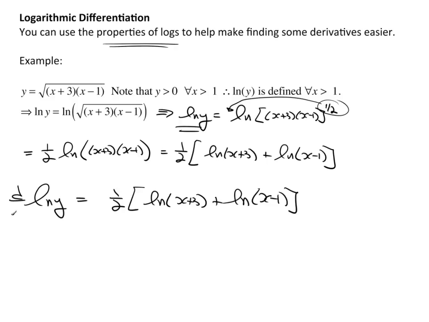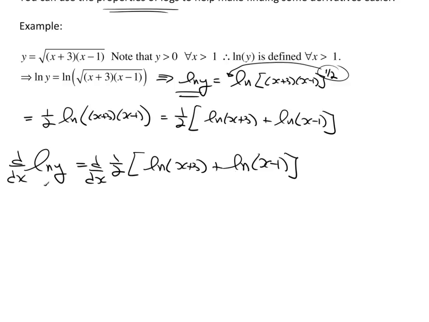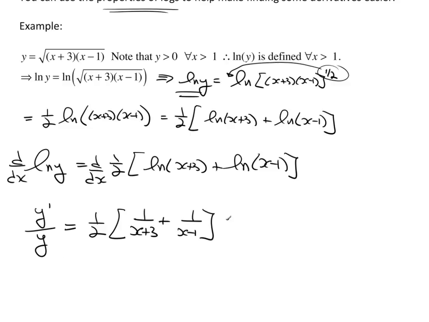Now, if I take the derivative, d/dx, of both sides, I'm going to be using implicit differentiation here on the left because y is this implicit function of x. This is going to be equal to, on the left-hand side, y prime, because it's a function of x, over y. The right-hand side is going to be 1/2 times the derivative of ln of x plus 3, which is 1 over x plus 3. The derivative of ln of x minus 1 is going to be plus 1 over x minus 1. So that means that y prime equals y times all of this.